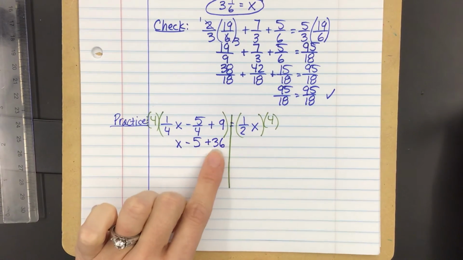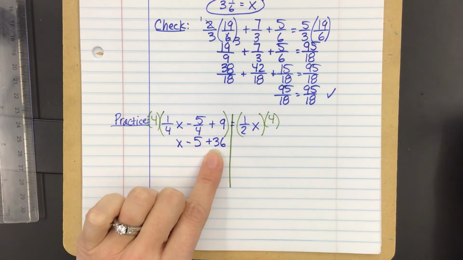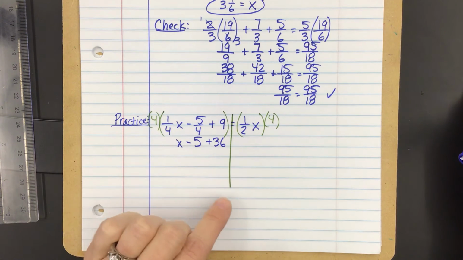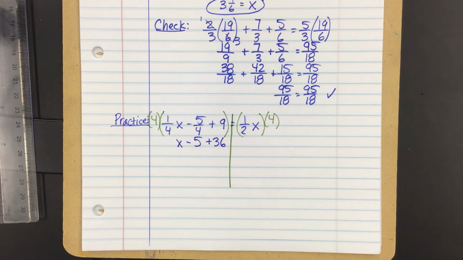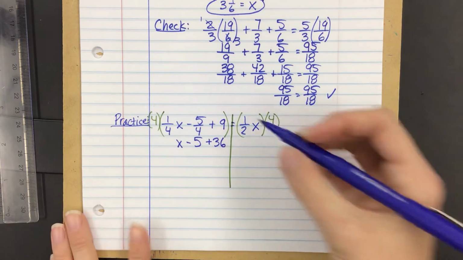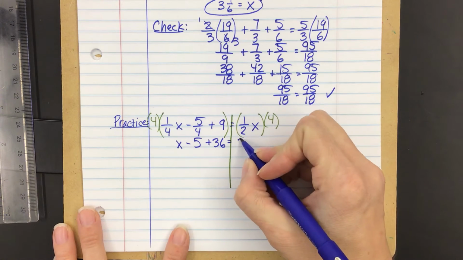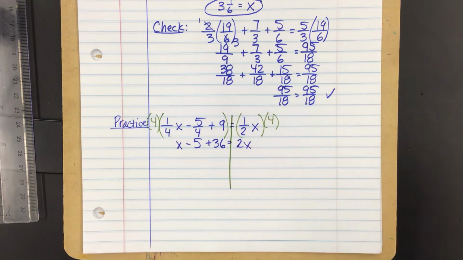Honestly, this right here is the most common mistake that is made, is people will forget to multiply the whole number also by 4. It has to be everything. Everything has to be multiplied by 4, okay? And then half x times 4 is going to be 2x. Everyone follow so far? Okay.